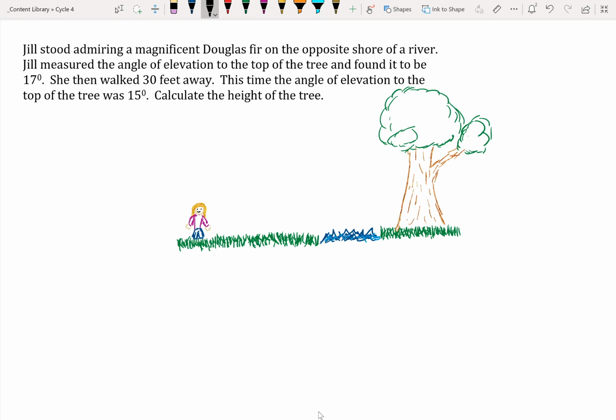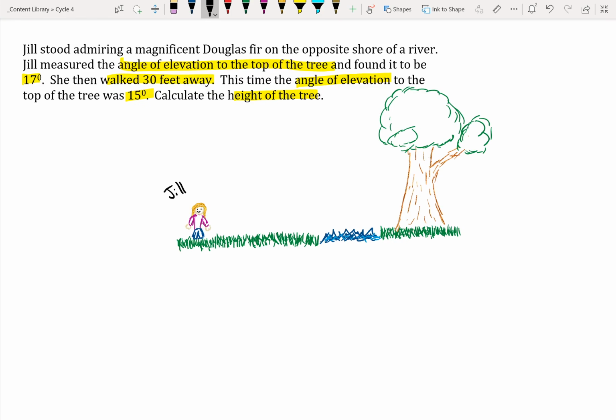So we're going to need to do a couple things. I'm going to go through and highlight some of the important things. Angle of elevation to the top of the tree, 17, walked 30 feet away, and then angle of elevation again was 15 degrees, and we're looking for the height of the tree. So I have my small drawing here. I have Jill over here. I have the tree over here across the river.